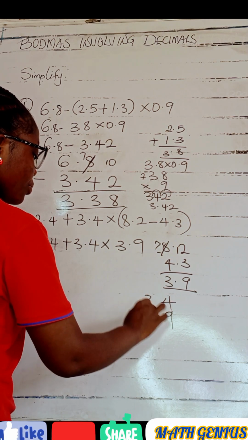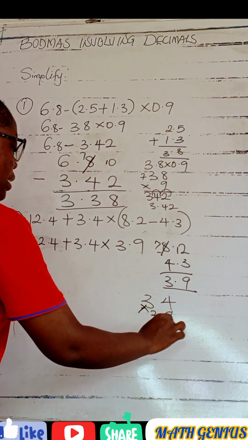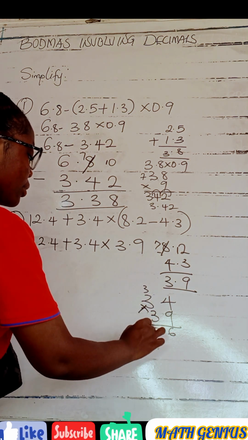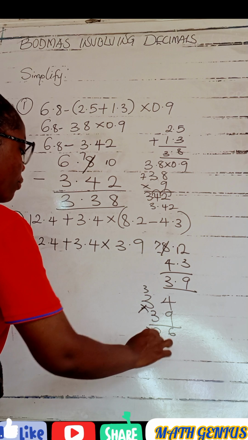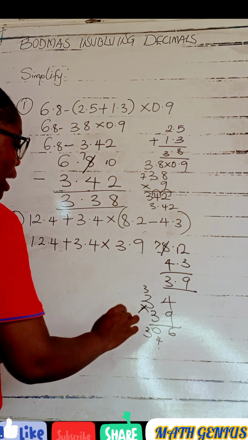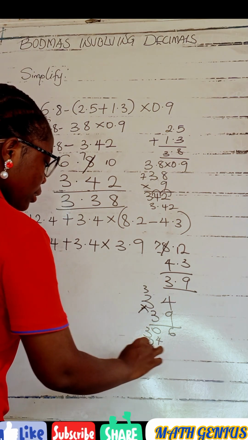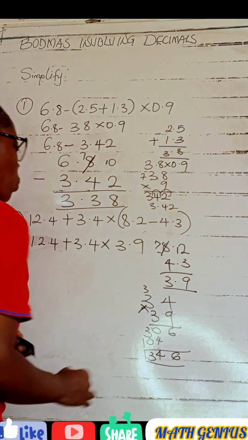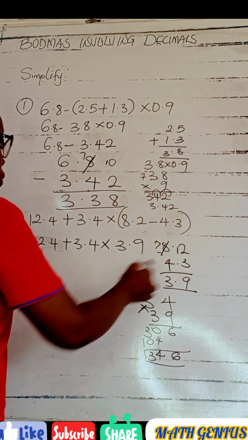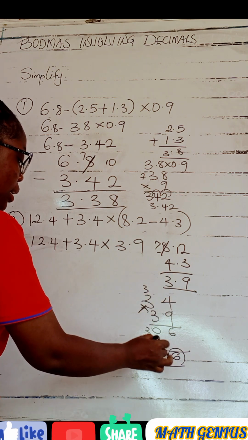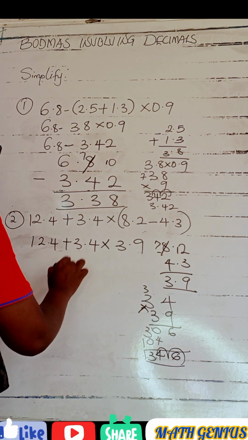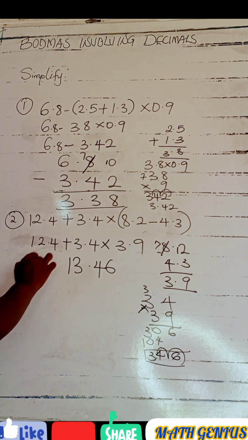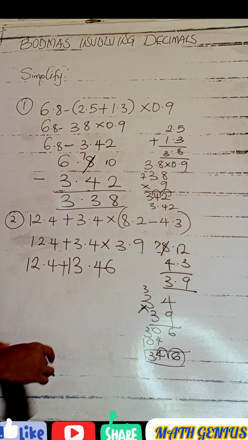So let's go. 9 times 4, 36. 9 times 3, 27 plus 3, 30. 3 times 4, 12. Carry 1. 3 times 3, 9 plus 1, 10. So we have 1,346. Because we have two decimal places, we can bring it back. We now have 13.46. Remember, we drop this 12.4, and addition is the last operation.